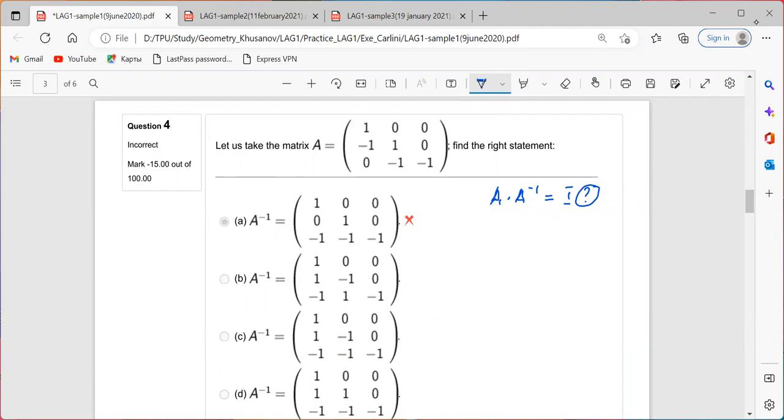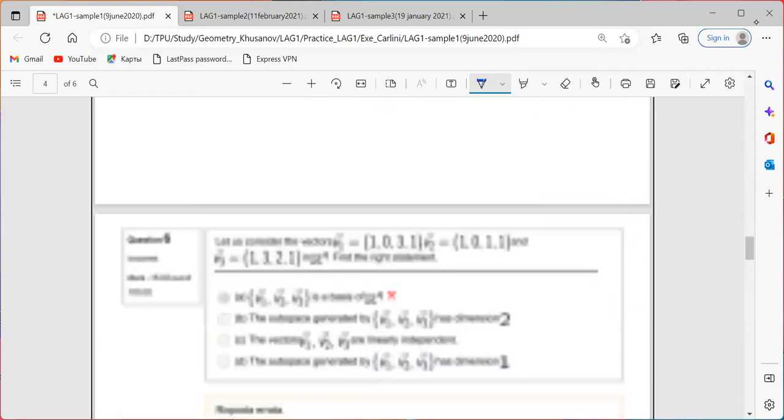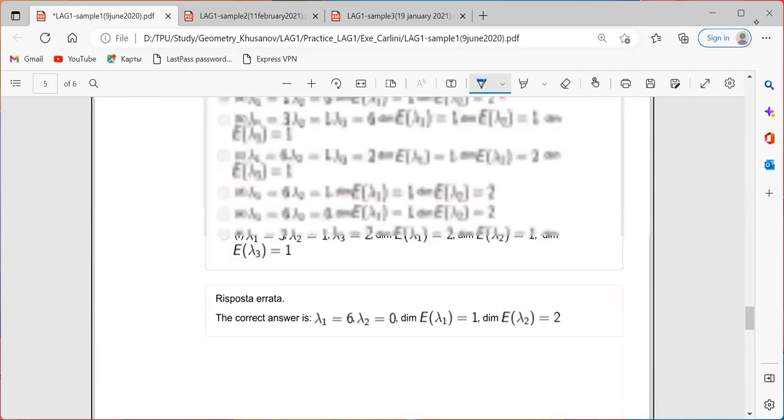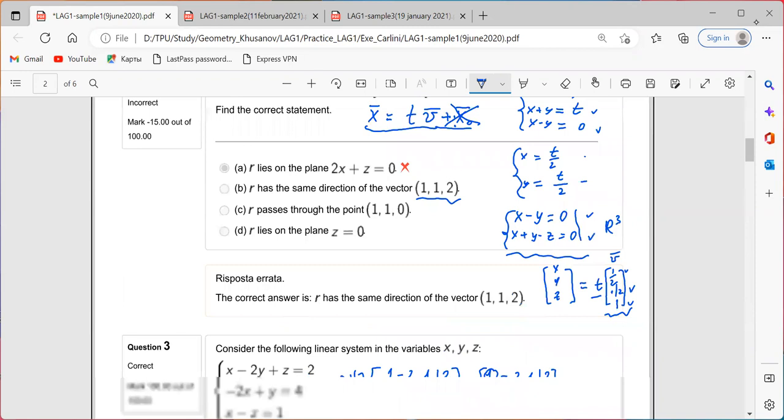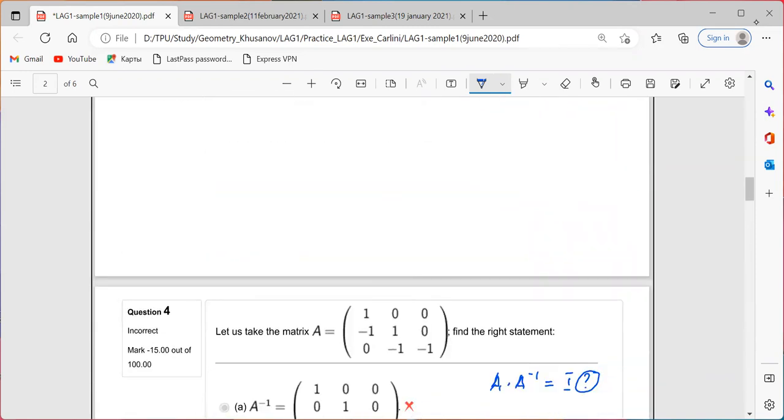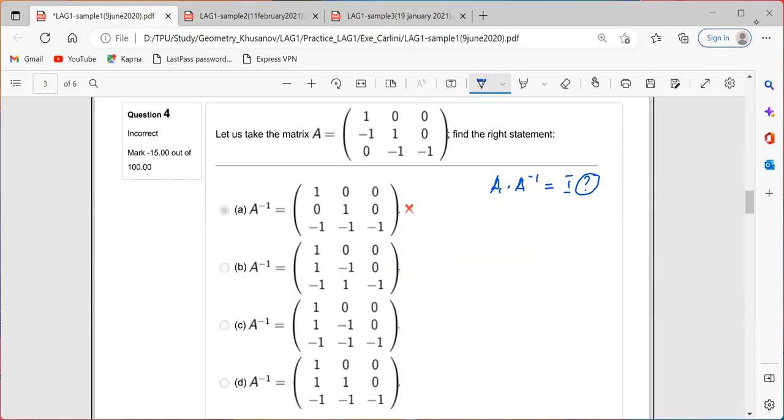Now we have matrix A, and we have to find the right statement. What will be A minus 1? I think the effective way is to use the definition of A minus 1. Definition of A minus 1 means that the product of A and this matrix A minus 1 should be equal to I, identity matrix.